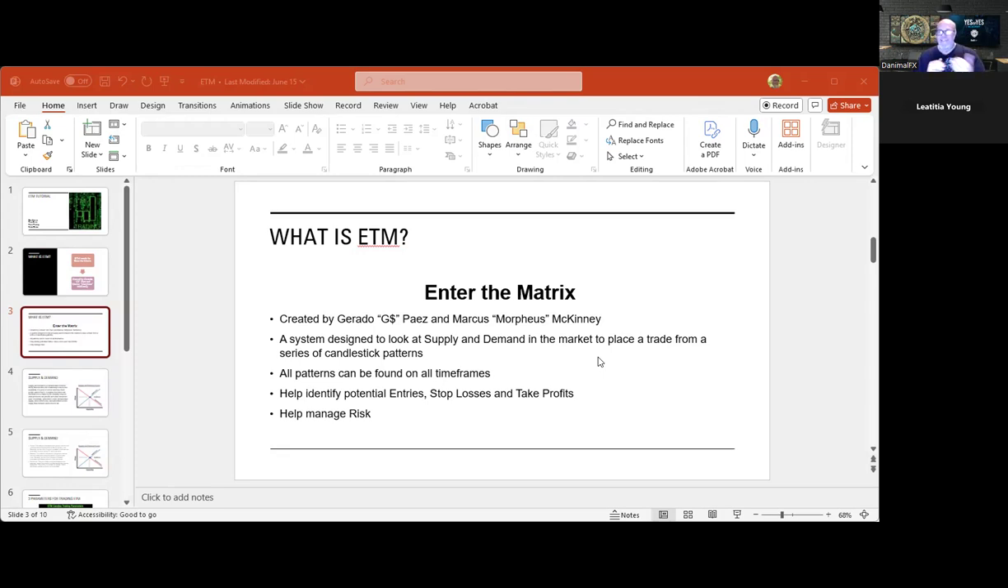It's a system designed to look at supply and demand in the marketplace and place a trade. And just by looking at a series of candlestick patterns, and all patterns can be found on all time frames, you can identify potential entries, stop losses, and take profits. And it'll also help you manage your risk.